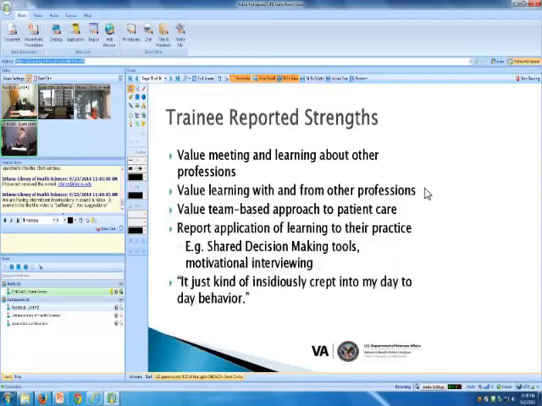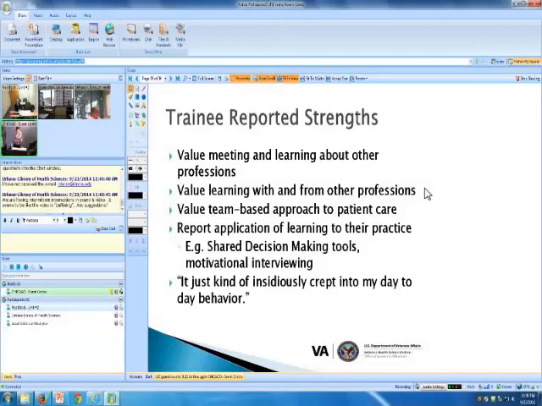So what have the trainees told us about these centers of excellence? Well, that they really, really like meeting and learning about other professions. They value learning with and from other professions. So they like somebody of a different profession to come in and talk to them. They really value the team-based approach.